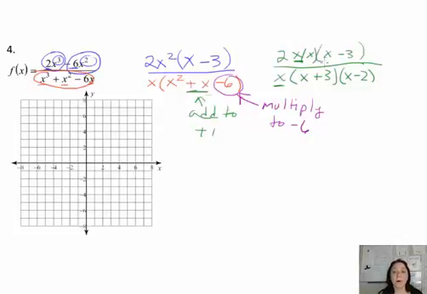So there you go, all ready to find your holes, find your vertical asymptote, find your horizontal asymptotes, find your x-intercepts, and sketch your graph. I know you can do this.